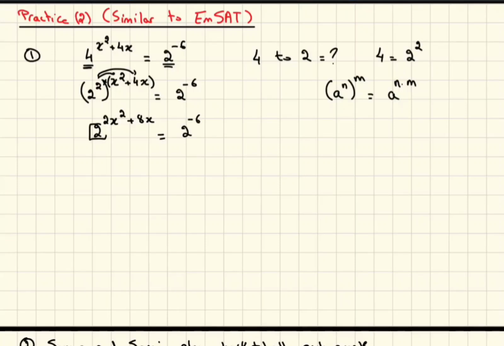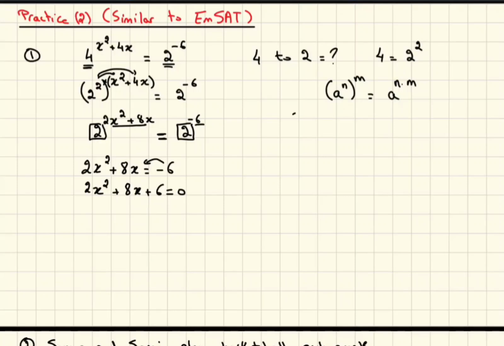Now, since the bases are equal, then the exponents must be equal. Why is that? Because we have equality between these two. So 2x squared plus 8x equals negative 6. This is a quadratic equation. We need to keep everything on the left side. And now if you have a calculator, you can use the calculator to solve this quadratic equation, or you can use the quadratic formula.